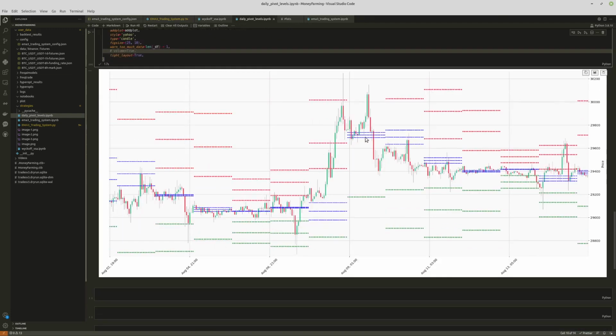So this is our pivot. So we can see that the pivot is calculated at the start of the day. Okay, so we have all this data from the start of the day, and we can see that it's reacting at this resistance level. So yeah, let me explain.